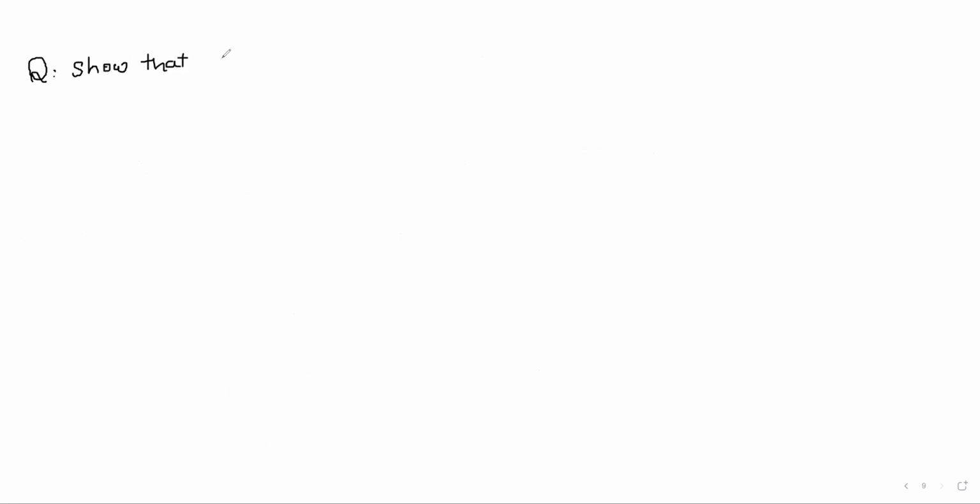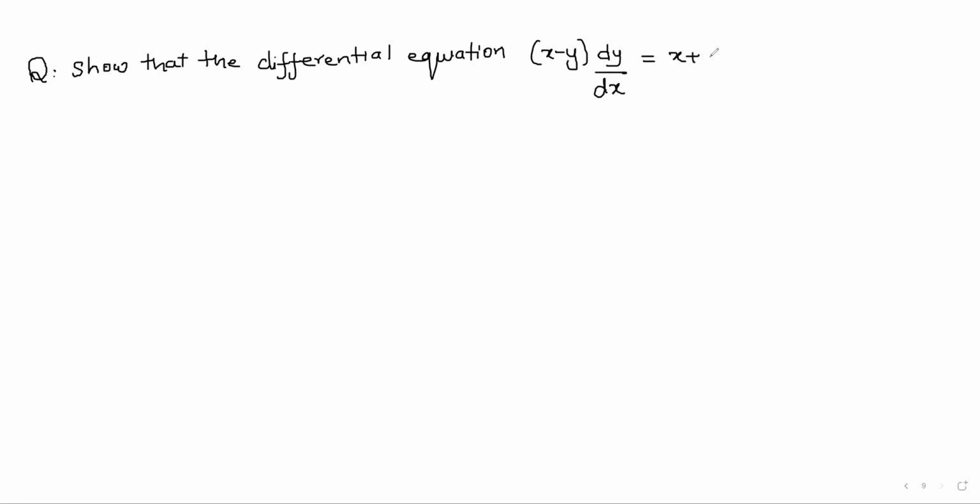Show that the differential equation (x minus y) dy by dx is equal to x plus 2y is homogeneous and solve it.